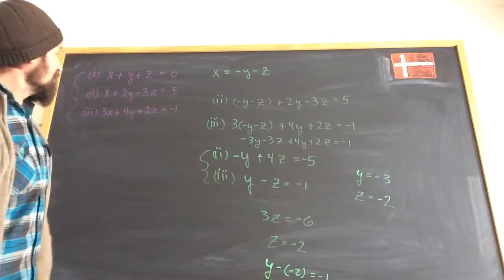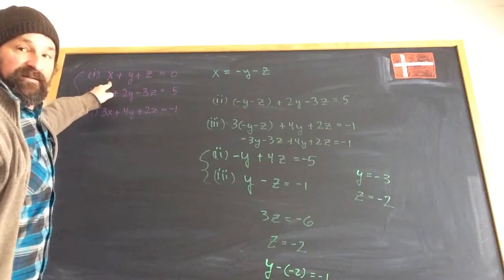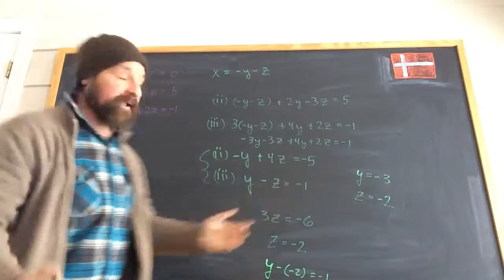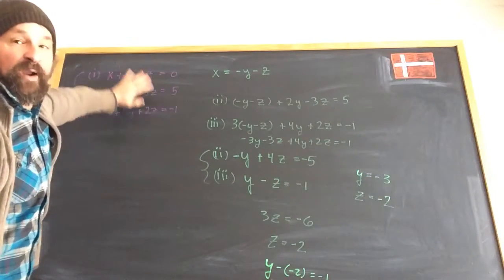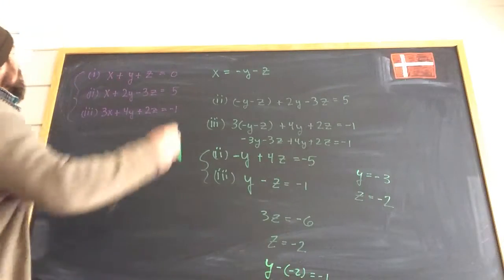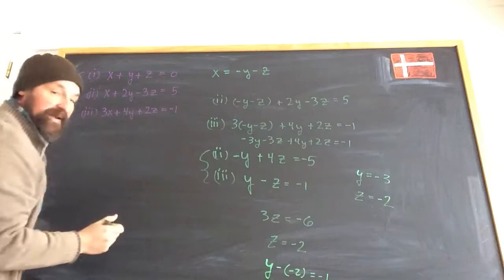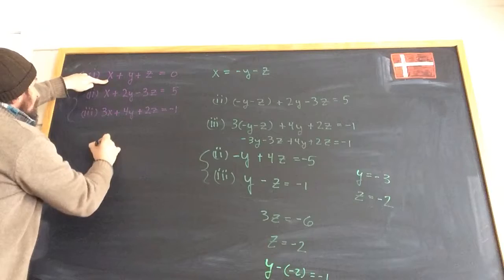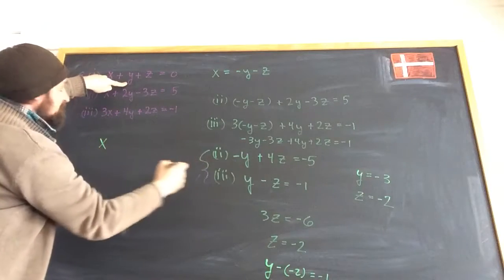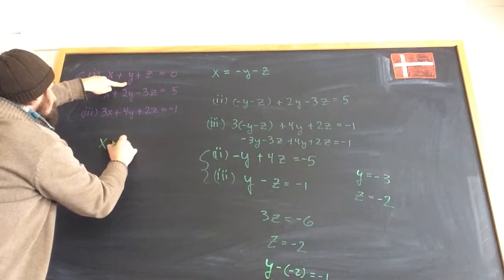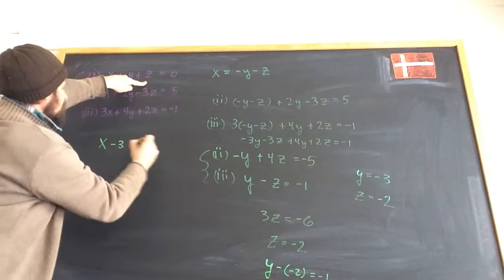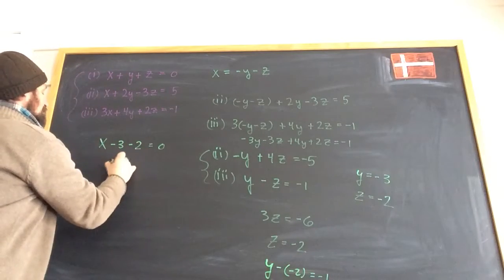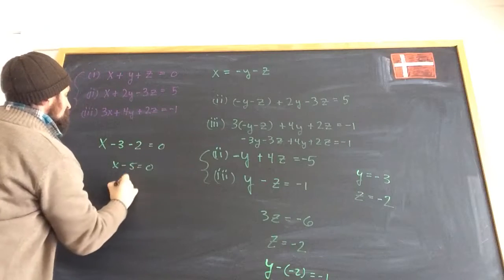Now remember, we were out to solve this 3 by 3 system. So I have to come up with the value for x. So to do that, I'll take my value for y and z, and I can plug them into any one of these equations up here. I'm going to plug it right here into equation 1. That looks like it's the easiest. So in equation 1, I've got x plus y, but y is -3, plus z, but z is -2, equals 0. X minus 5 equals 0.